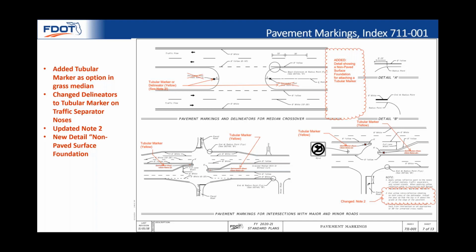Delineators and channelizing devices have very different functions per the MUTCD. High performance delineators and high visibility delineators will be removed from the FDOT specifications and the APL. These channelizing devices are being replaced with tubular markers due to the need for improved durability. To stay consistent with these updates, changes were made here on sheet 7.